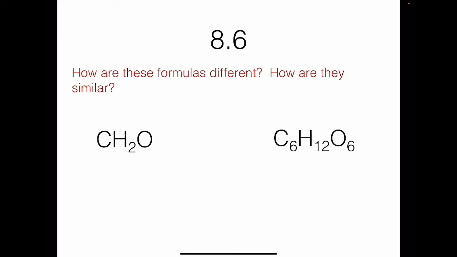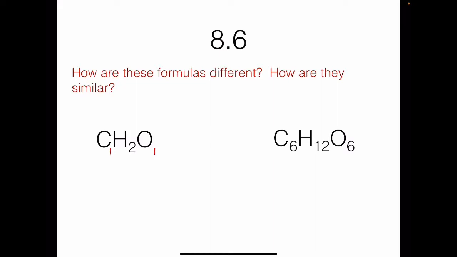So looking at these formulas, we should be able to answer these 2 questions. How are they different and how are they similar? We can see that they are different for one obvious reason. They have different subscripts. For CH2O, remember these are implied ones. So we can see that we have subscripts of 1, 2, 1 on the left and 6, 12, 6 on the right. So that's how they are different.